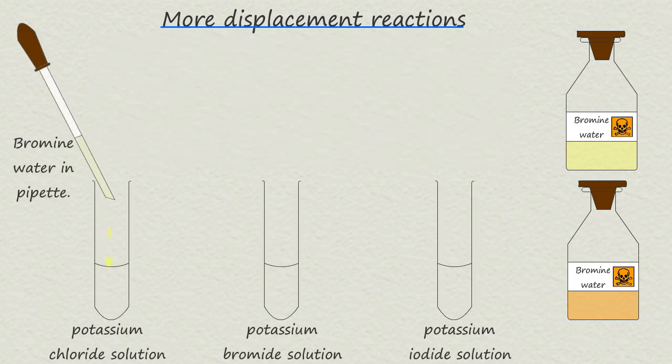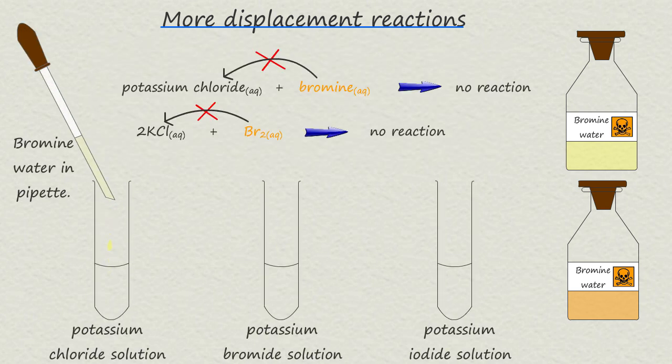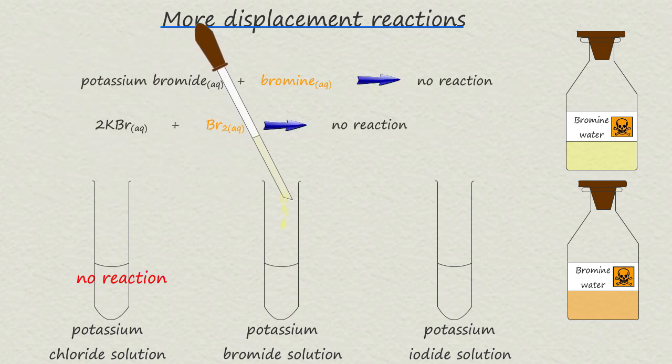So in the first boiling tube, which contains a potassium chloride solution, the addition of bromine will not be able to displace the chloride ions from the solution, so no reaction will occur. In the second boiling tube, adding bromine water to a potassium bromide solution will result in no new products or substances being made, and as before, no reaction will happen here either.